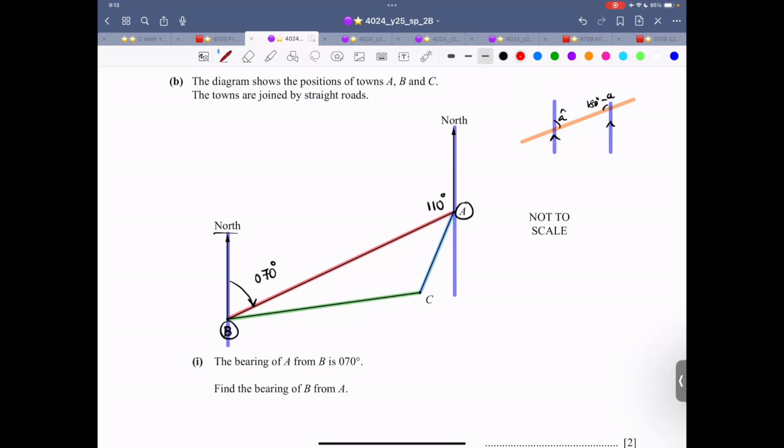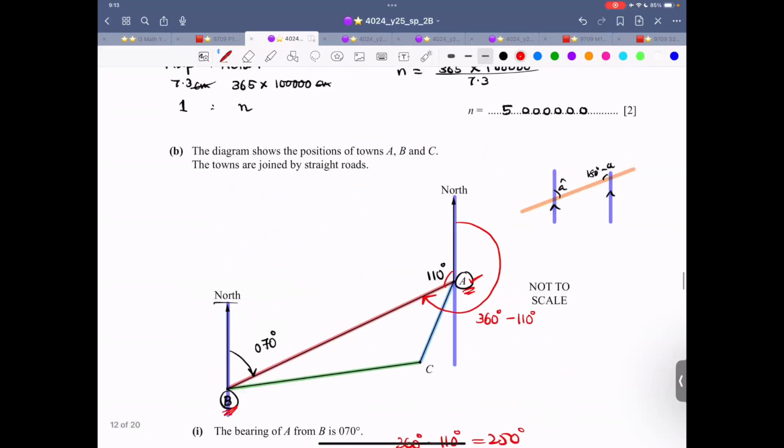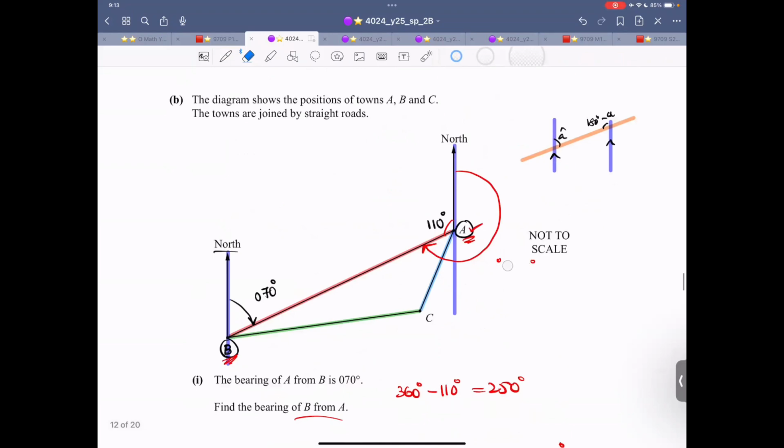And it says, find the bearing of B from A. So let me use a red marker, B from A. So now the north is at A. Go clockwise till you reach the line that connects the 2 points. That is this red line over here. So now this is 110 degrees. So this is 360 minus 110. Let me write over here, 360 minus 110. That comes out to be 250 degrees. Got the idea? So now this thing is done.